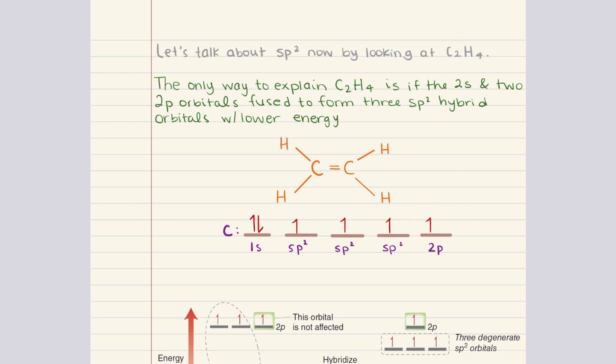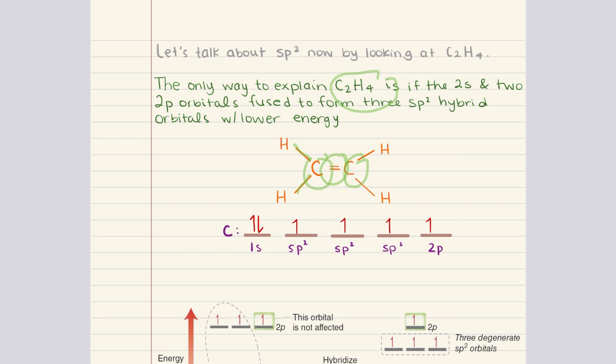To understand this, we're going to look at C2H4. This is a molecule where each carbon is bonded to 3 other atoms. It has 2 single bonds to hydrogens, and then it's double bonded to another carbon atom. Again, if we only consider carbon's ground state electron configuration, we might assume that each carbon can only form 2 bonds since there are only 2 unpaired electrons in the 2p orbitals.